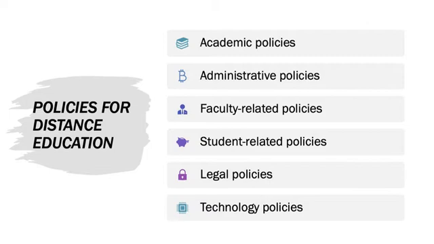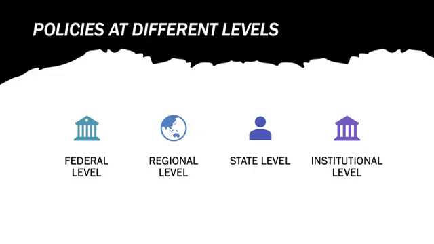And lastly, technology policies: learning management systems, access and management are part of this. Third-party software and acceptable use of technology are also included in these technology policies. Policies for distance education at different levels include federal level, regional level, state level, and institutional level, as we discussed.